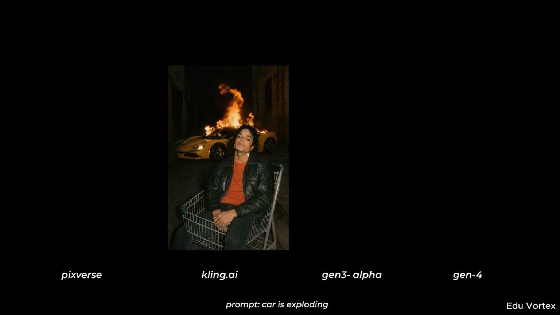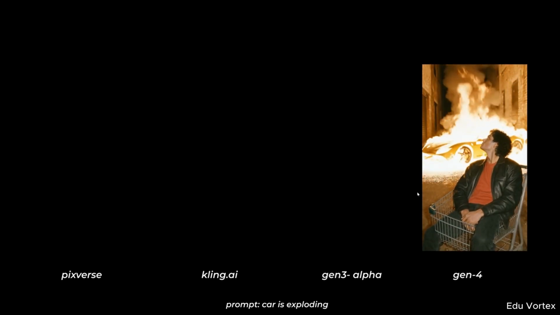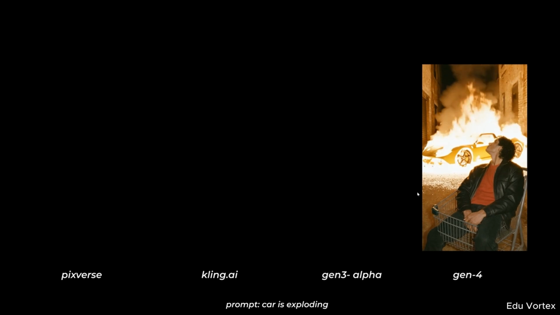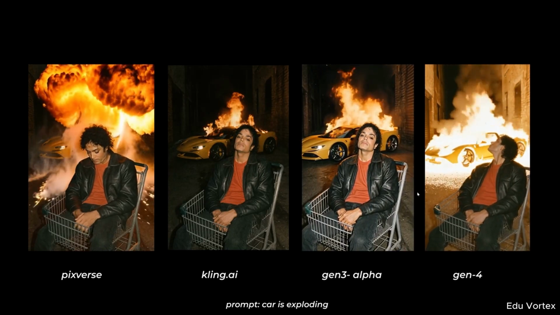Going back quickly to Kling. Did Michael Jackson move here? Barely. Now, let's look at the new Gen 4. Honestly, it blew me away. Michael Jackson turns naturally. The motion blur is smooth and realistic, and the movement is incredible.